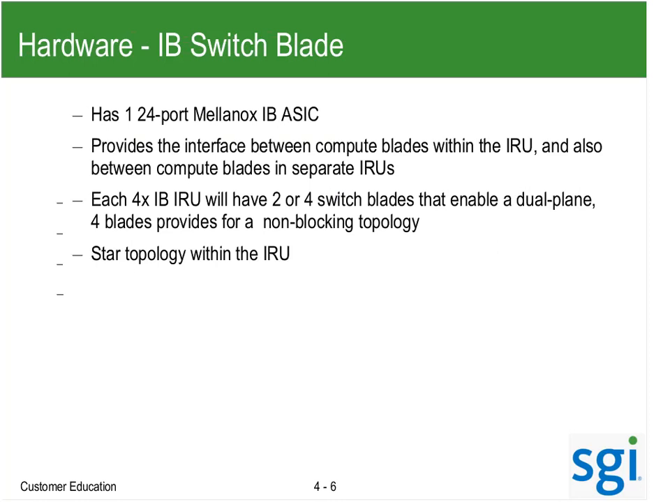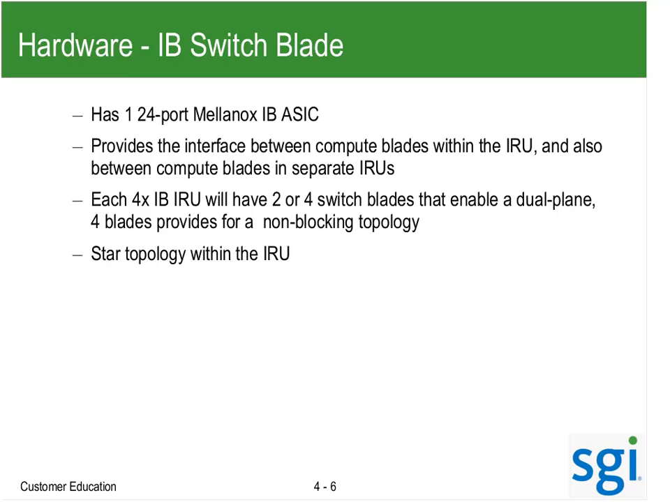So the IRU has 2 or 4 IB switch blades in it. Again, I have to be careful, these numbers can change, but it was a 24-port Mellanox. It provides the interface between the computes within the IRU and also between IRUs. So of those 24 ports, some are going to the front with these IB connectors, and some are going into the backplane for what's in the IRU.